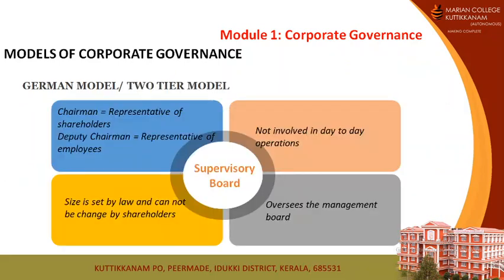Let's see in detail the Supervisory Board and Management Board. The chairman of the Supervisory Board is a representative of shareholders and the deputy chairman is the representative of employees. The members of the Supervisory Board do not actively participate in the day-to-day operations of the company, but they oversee the Management Board. The size of the Supervisory Board is set by law and it cannot be changed by the shareholders.